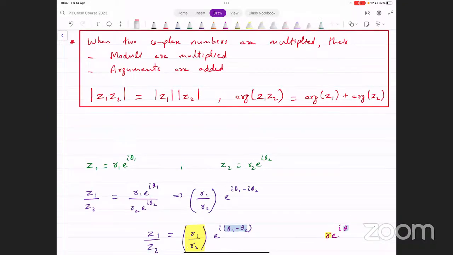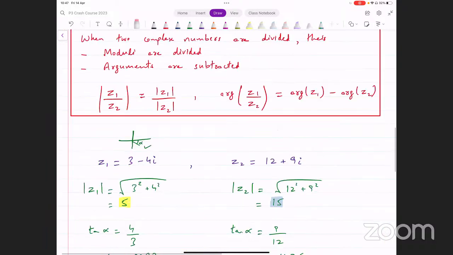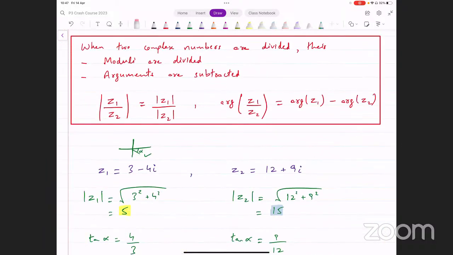Whenever two complex numbers are multiplied, their moduli are multiplied and the arguments are added. That's one rule. And whenever two complex numbers are divided, their moduli are divided and their arguments are subtracted. Okay, so this is an important property that you will see being used often. Now let's do a couple of practice questions in this so we understand this well.